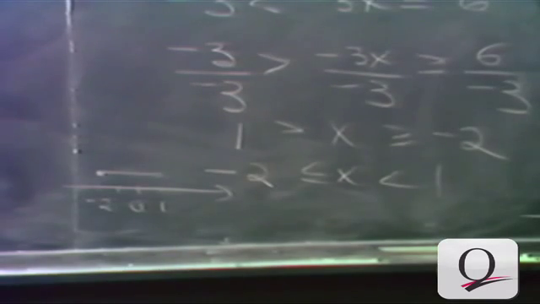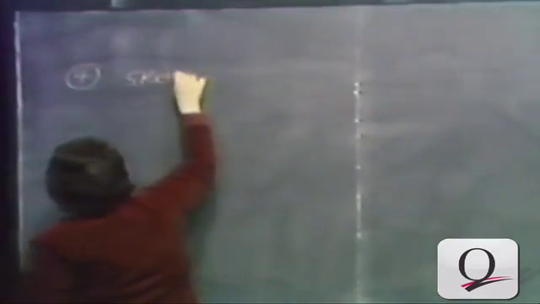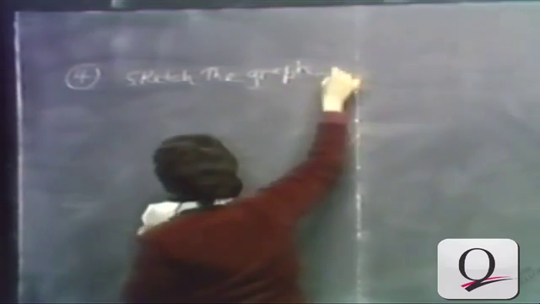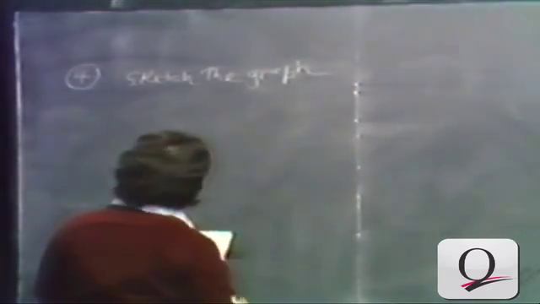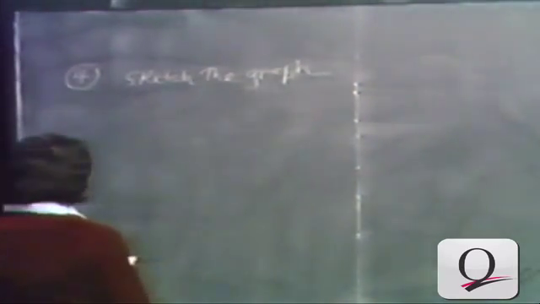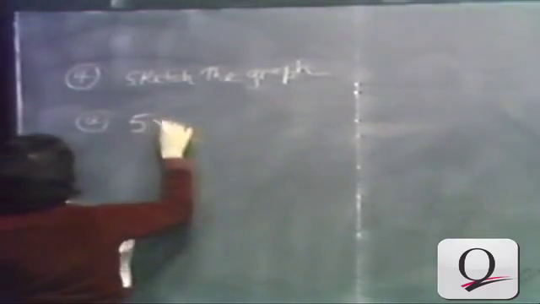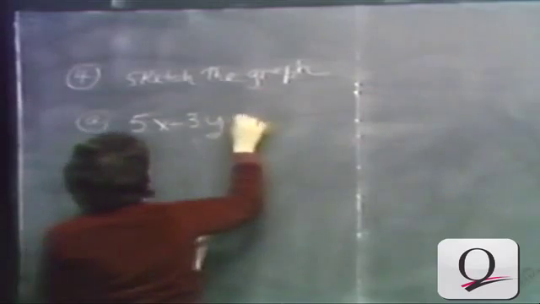From inequalities, I'd like to move along to the idea of graphing straight lines. In problem number 4, we're going to sketch the graph of various lines. Sketch the graph in each case and label the intercepts. The first one, 5x minus 3y equals 15.